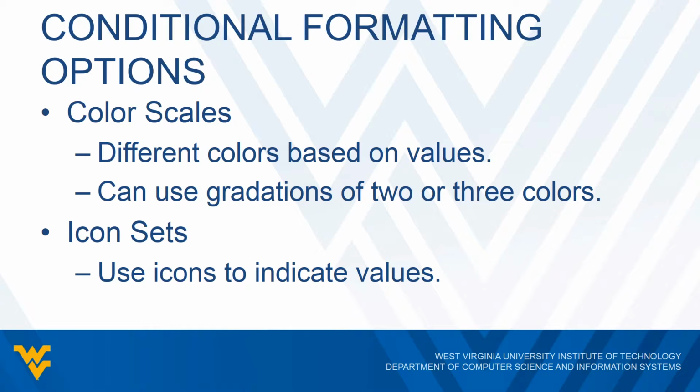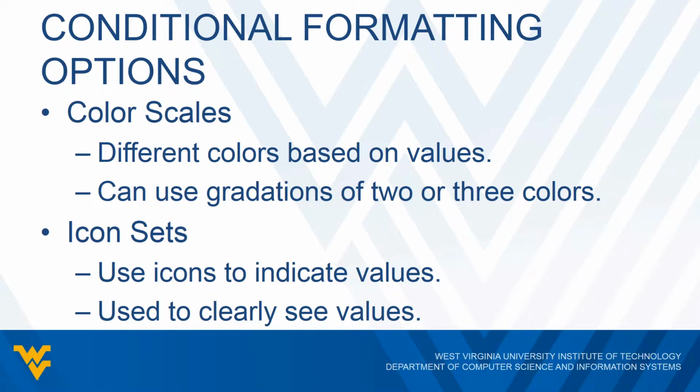These are just used to be able to clearly see values. In this case, you would have a small icon appear on the far right side of each of the cells. And usually they're in groups of 3.